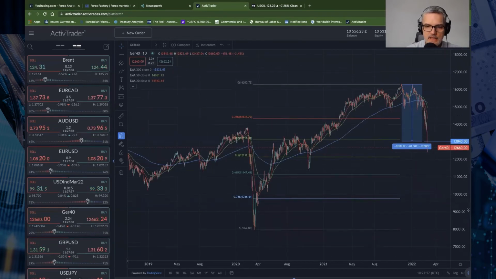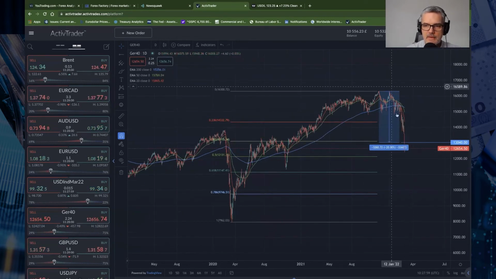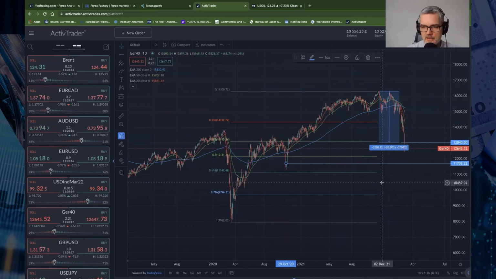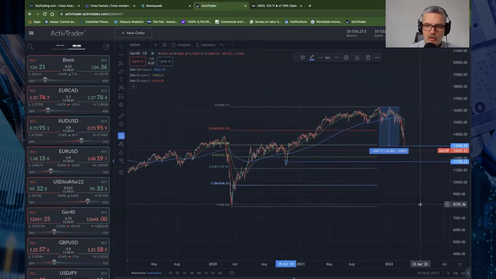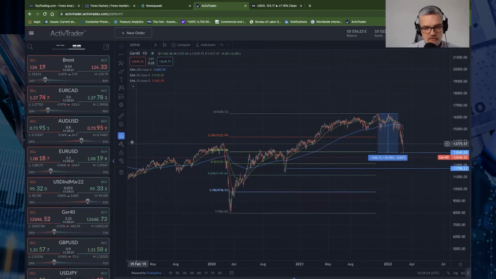The DAX 40 has dropped more than 20% now. We can see here from the highs in November 2021 to 13,000, that was a 20% drop in price. Now we're trading into this swing low area. So I think the DAX itself could come down to below 12,000. It could even come a lot lower, depending on how long this conflict carries on for.